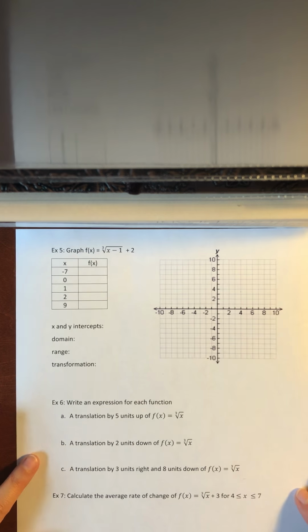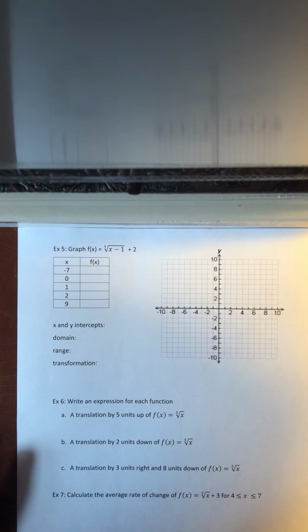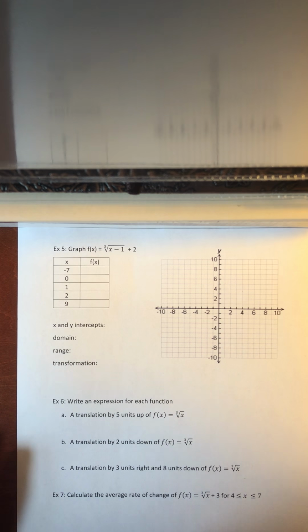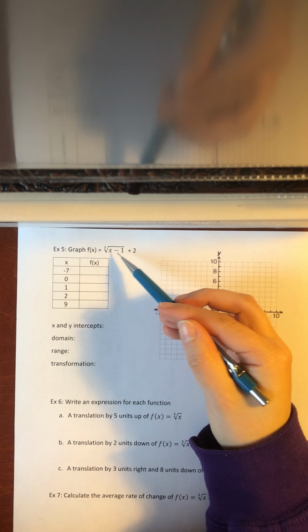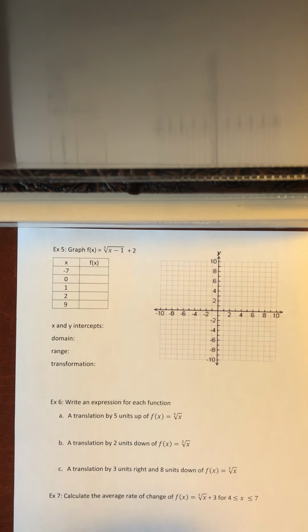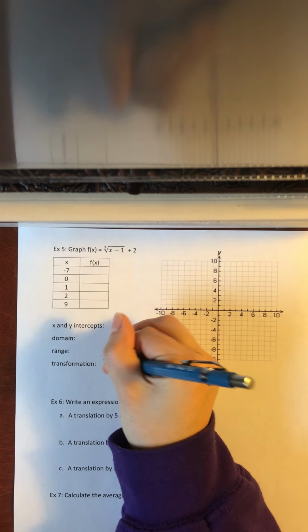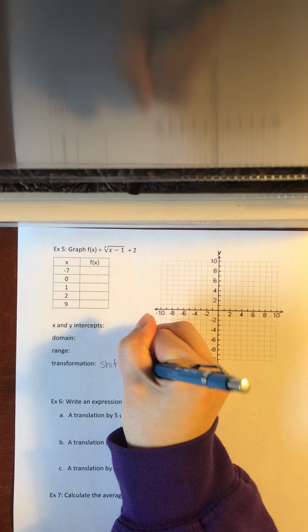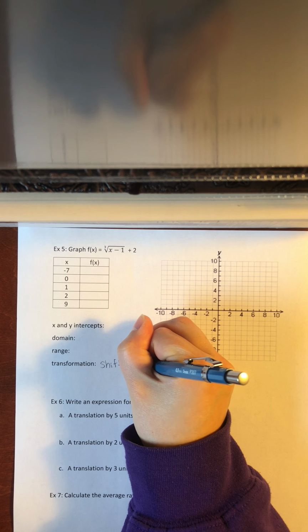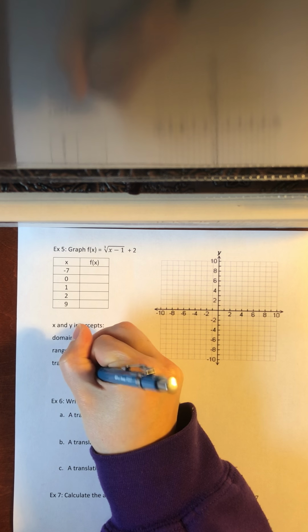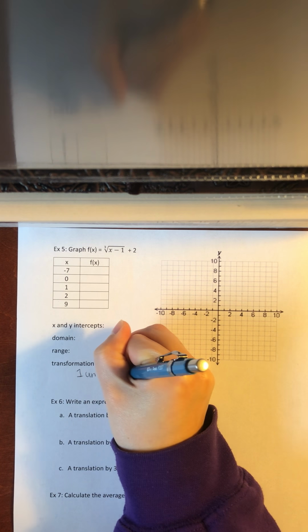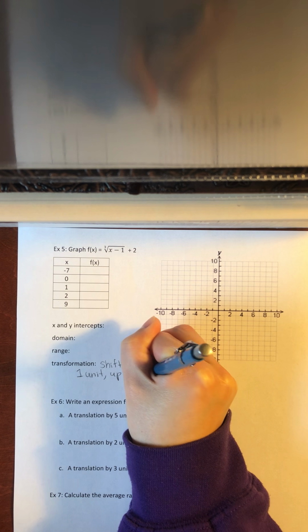Okay, we're on our last page now. All right, so graph f of x equals cubed root of x minus 1 plus 2. So this is going to be shifted right 1 unit and up 2 units, shifted right 1 unit and then up 2 units.